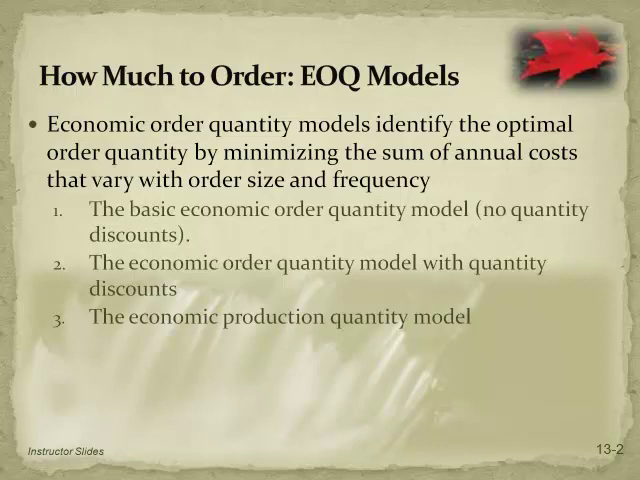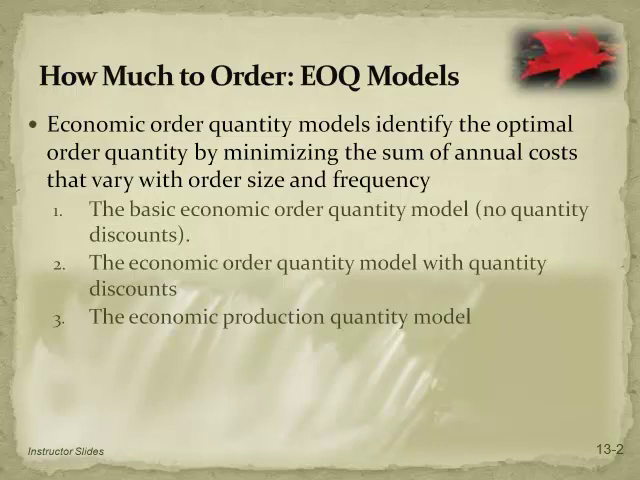The first one we'll refer to as the basic economic order quantity model. The assumption that we make on this one is that there are no discounts. And the other two we'll be looking at in other sections of this particular chapter. So in Part B, we're going to be looking at the basic economic order quantity model.